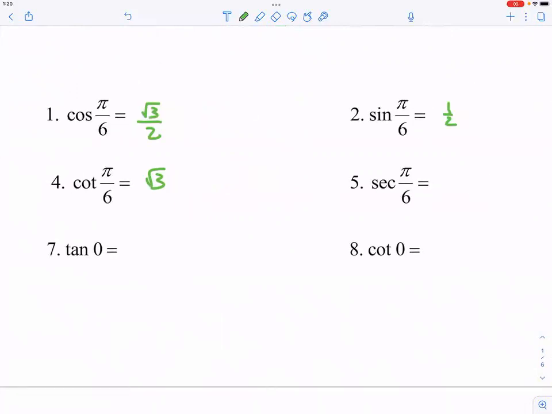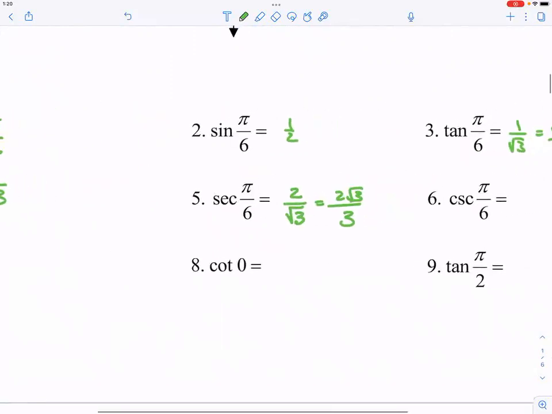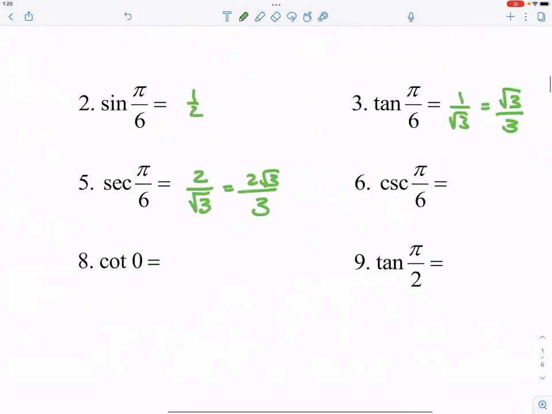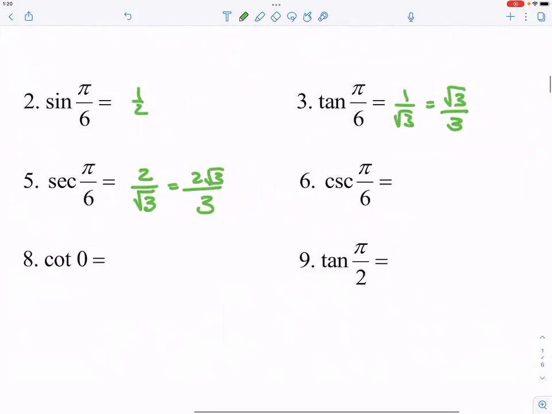And secant, it's 1 over cosine. So I have 2 over root 3, and then I need to rationalize it. And I got 2 root 3 over 3. And then cosecant of pi over 6 is just 2. Okay.